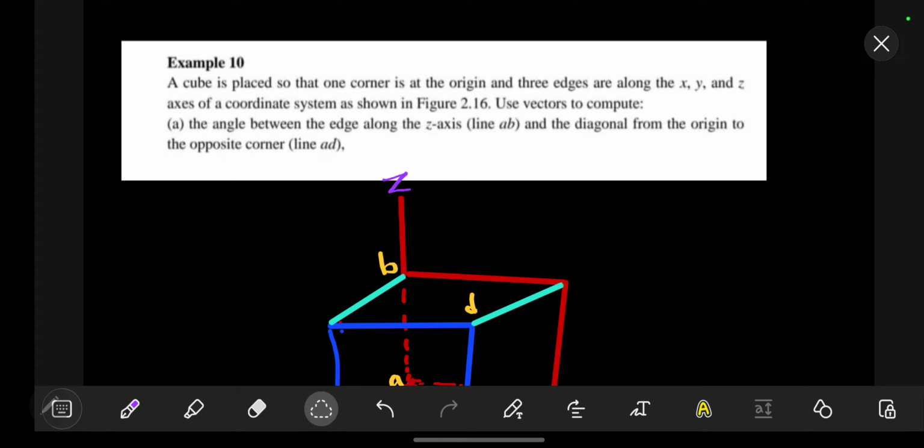So let's now attempt the question. A cube is placed so that the corners of the origin and the three edges are along the X, Y, and Z axes of the coordinate system as shown in figure 2.16. Use vectors to compute the angle between the edges along the Z axis and the diagonals from the origin to the opposite corner. So line AD.